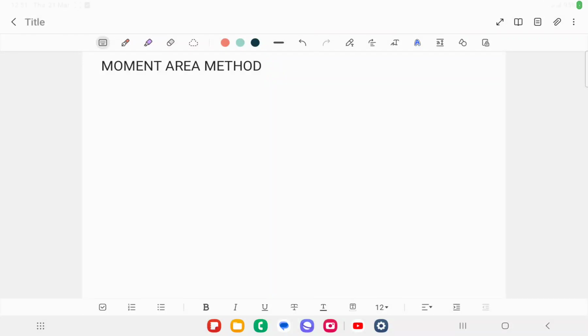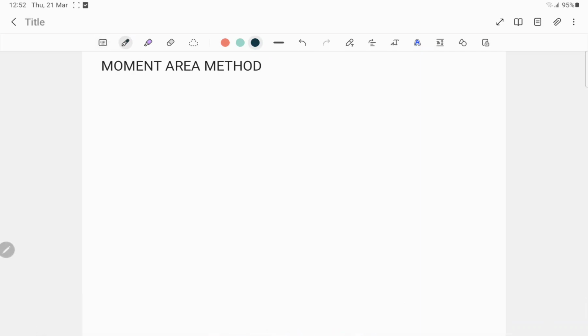Everyone, in today's video I will be solving a problem based on the moment area method. So in today's video I'll solve for a cantilever beam. In the cantilever beam, one side is always fixed and the other side is free. So this type of beam is known as a cantilever beam.